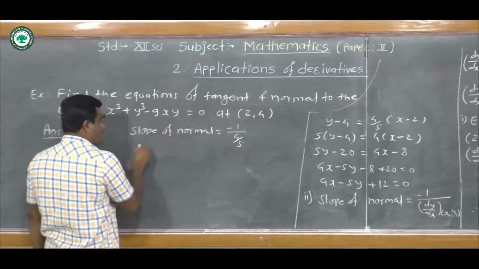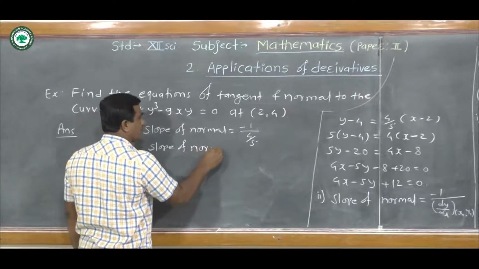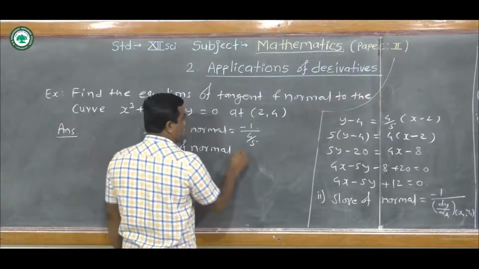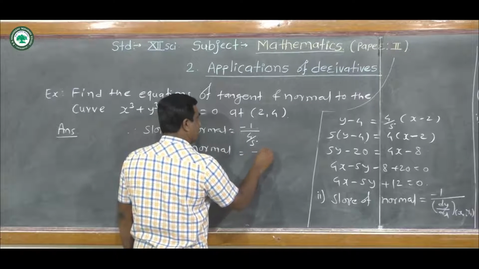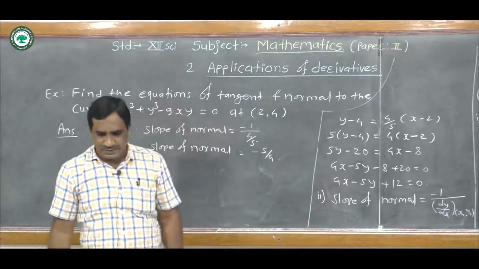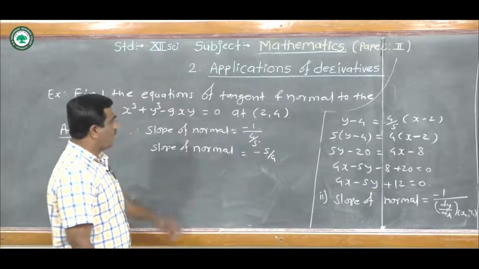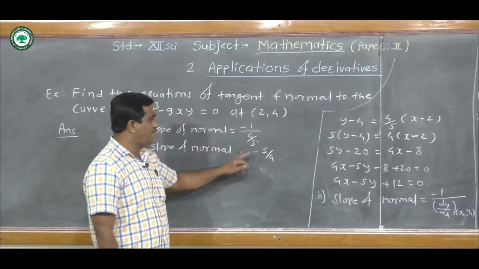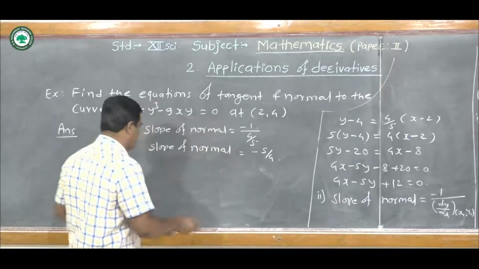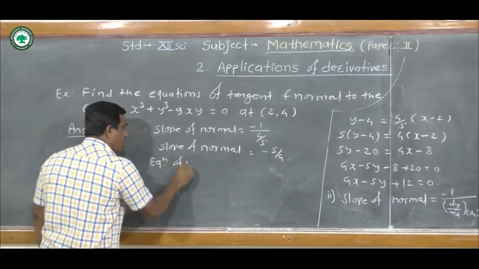Therefore we get here the slope of the normal is equal to minus 5 by 4. This is the slope of the normal. Then we can find the equation of the normal at point (2, 4) and having slope minus 5 by 4.